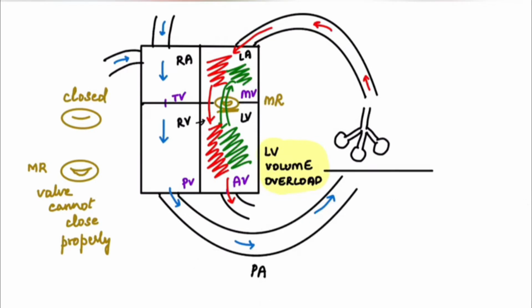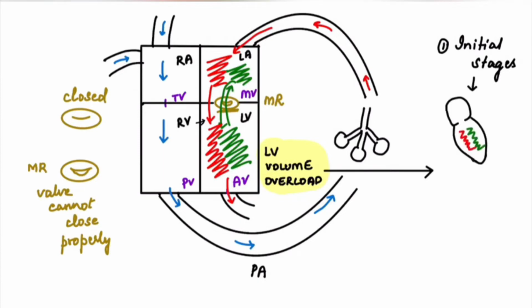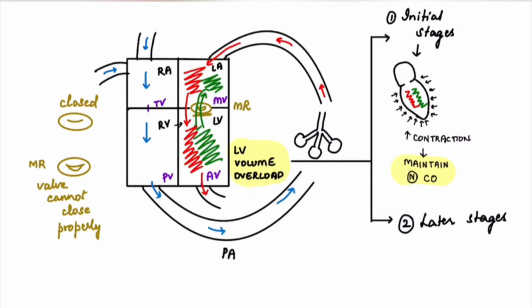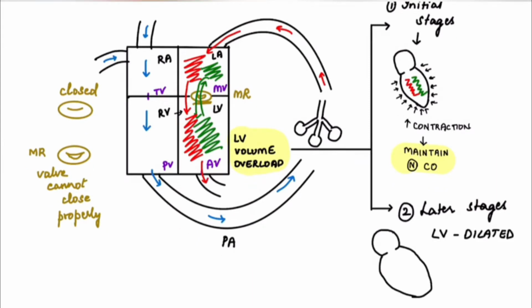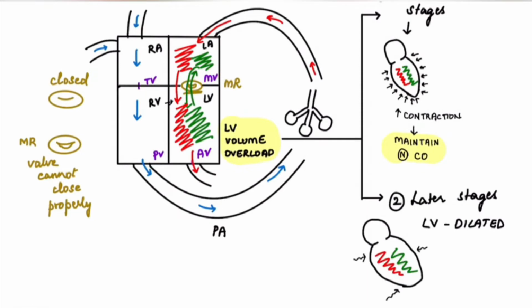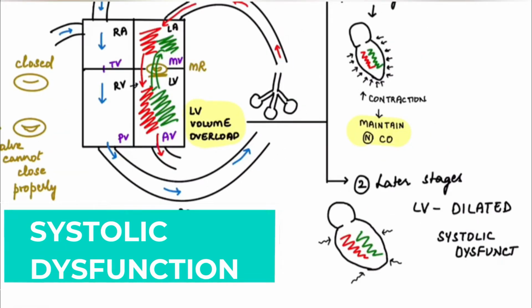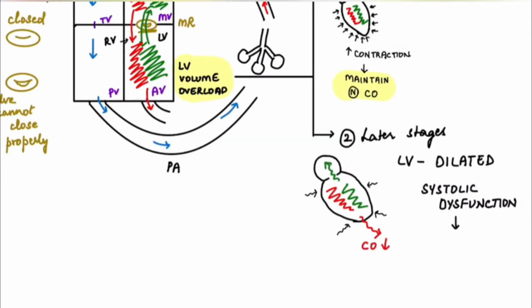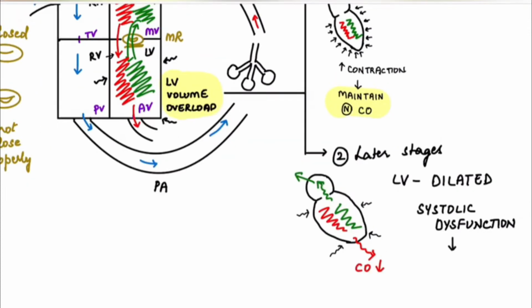Now, when there is a volume overload in the initial stages, the heart will try to compensate by increasing the force of contraction. So, there is increased contraction, thereby the cardiac output is maintained to normal. But what happens in the later stages is that the left ventricle gets dilated because of this volume overload and the contractions become weak. So there is a systolic dysfunction. Now, once the left ventricle cannot contract properly, the cardiac output is decreased and also the regurgitant jet is increased. So, decreased cardiac output and increased backflow occur in the later stages of mitral regurgitation.